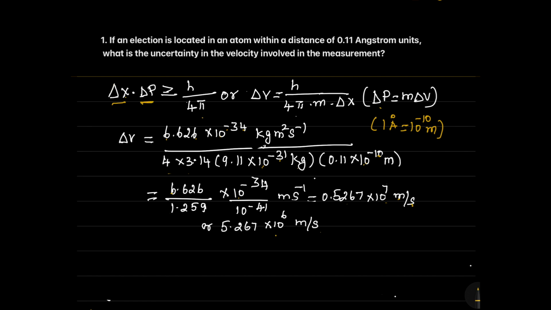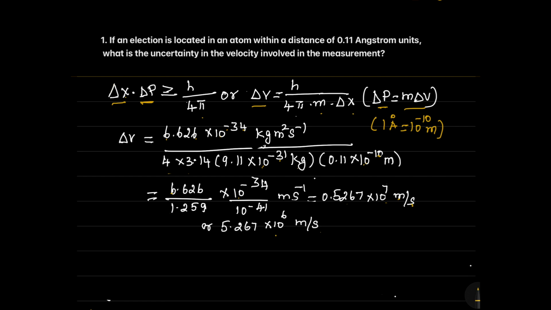But delta p is also equal to m into delta v, where delta v is the uncertainty in velocity, which we have to find out. So substituting m into delta v for delta p and rewriting the equation, we get delta v is equal to h by 4 pi into m into delta x. We are following SI units.